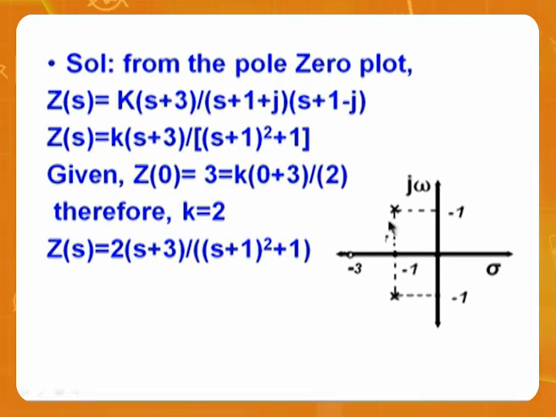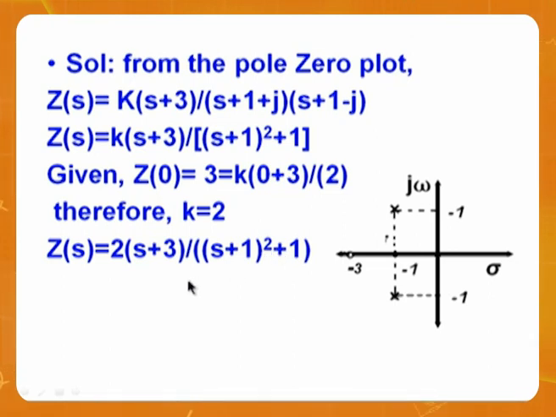You look at this, s plus 1, s equal to minus 1 plus j1, minus 1 plus j0. If you put these two factors, then 0 means s plus 3. So k times (s plus 3) by (s plus 1) square plus 1. Put s equal to 0, then what happens here? 3 equals k times (0 plus 3) by (0 plus 1 plus 1), so 3 is equal to k times 3 by 2. Then k becomes finally 2. So in the place of k, please substitute 2 here: 2 into (s plus 3) by (s square plus 1) plus this.